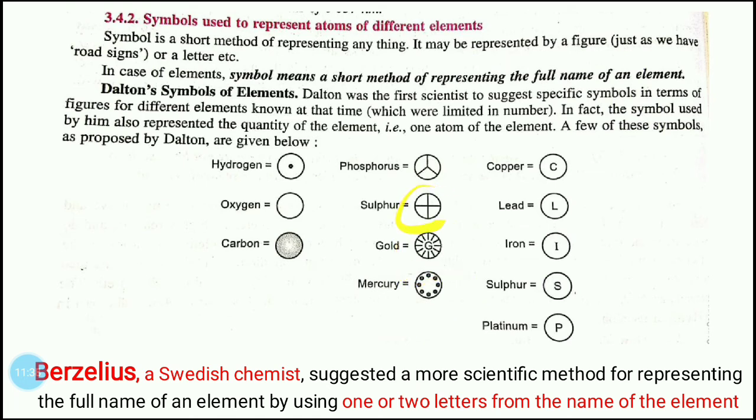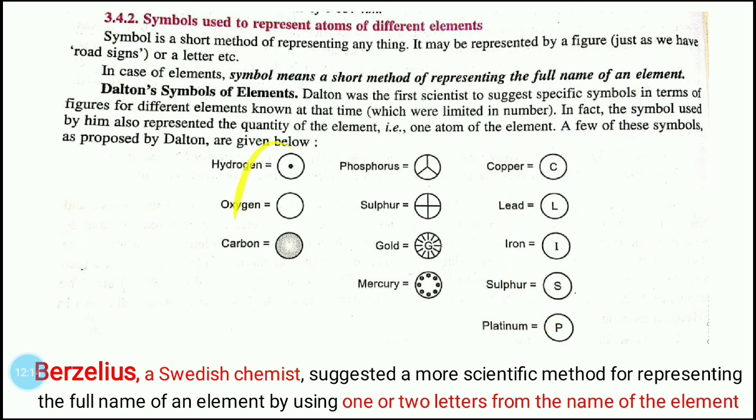Gold, sulfur. But the problem was that it was very complicated and inconvenient to draw all these signs. At that time when he did it, very few elements were known. It may be possible to draw like this for a few, but as elements started getting discovered one after another, now we have about 118, it was very difficult to represent short forms in this fashion every time.